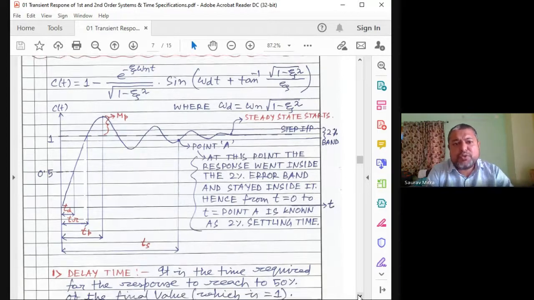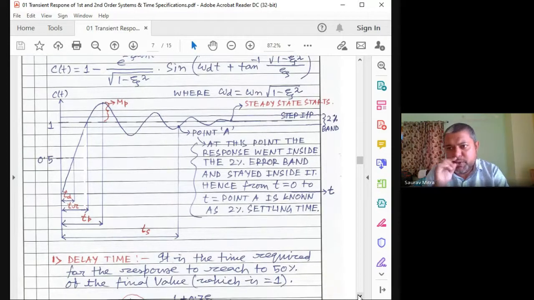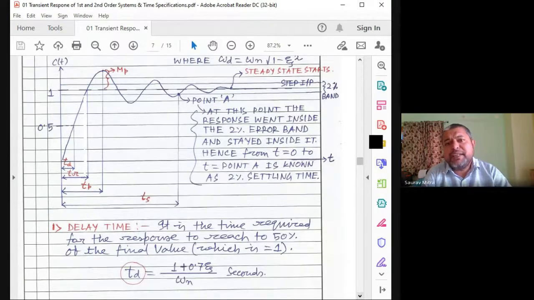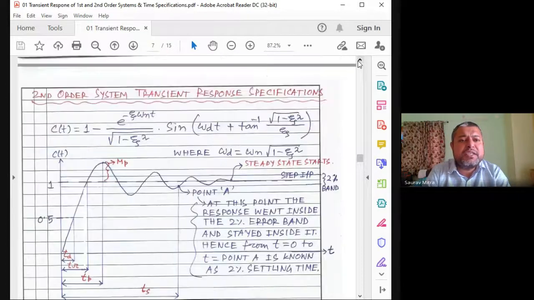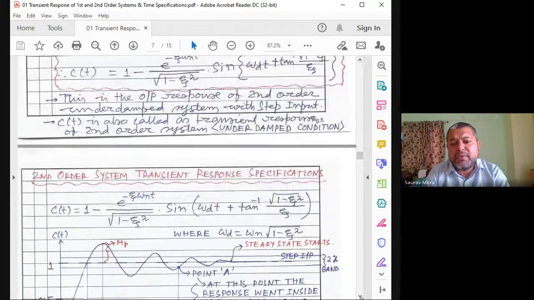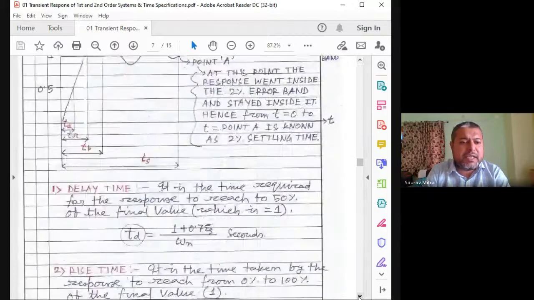Now we are supposed to do this proof. I am not going to do these proofs here in the lecture, but all of them are given in the book of M. Gopal, starting from page number 241. So prepare all those proofs. It is a 3-4 line proof. You have to find the differentiation of this CT and all those things, and you have to find the different values of the other quantities.